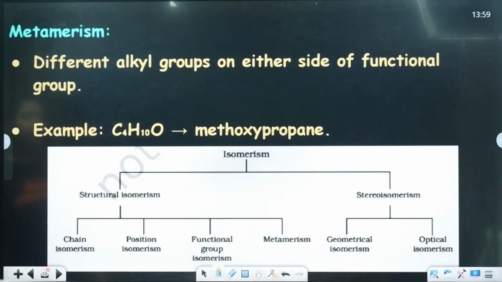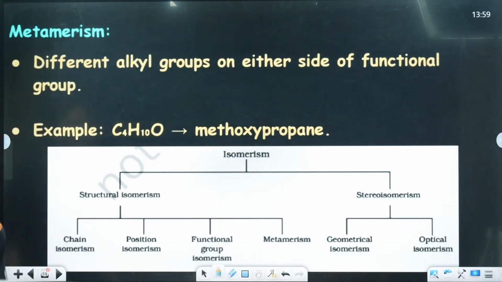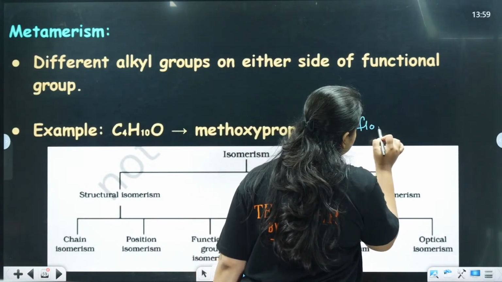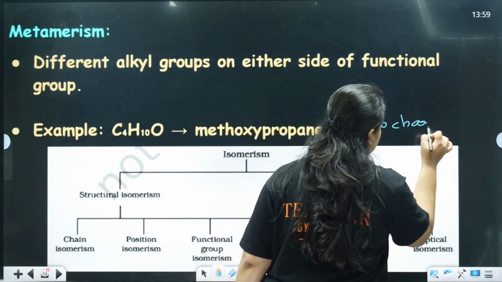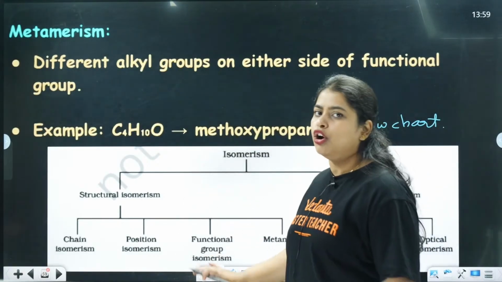Next, the metamerism: there are different alkyl groups on either side of the functional group. Like for example C4H10O, that is also called methoxypropane. Simple. This is a flow chart for the isomerism. So the other types you will learn today. Okay, we are going to learn this right now with this concept.